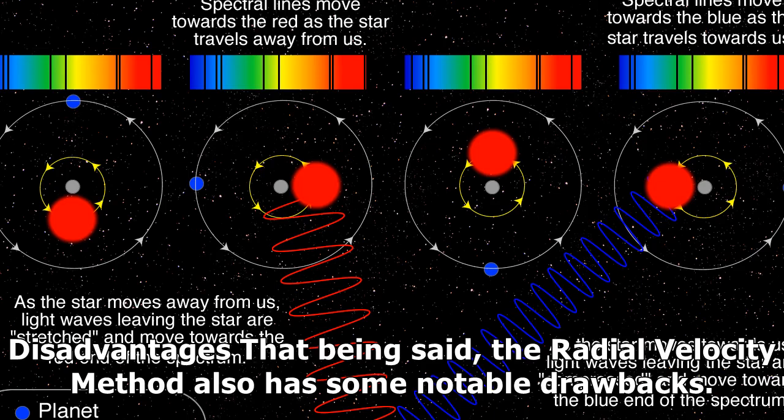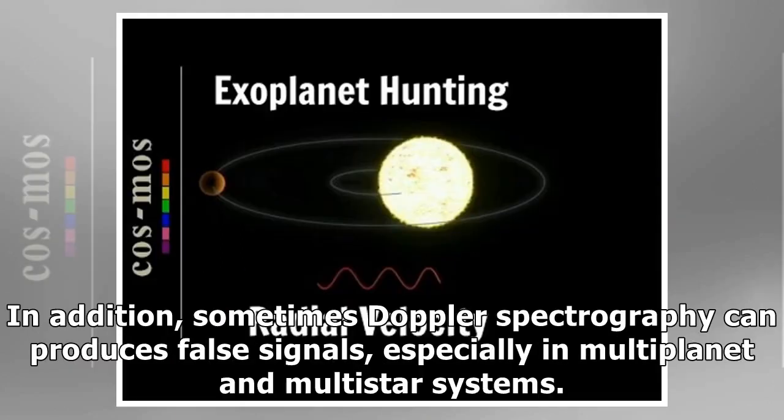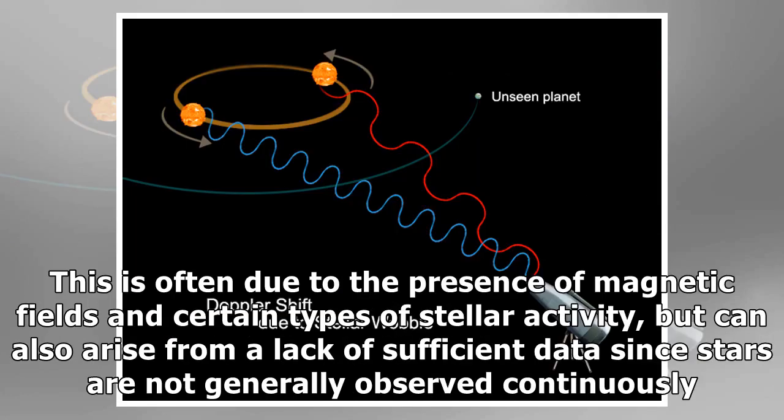Disadvantages. That being said, the radial velocity method also has some notable drawbacks. For starters, it is not possible to observe hundreds or even thousands of stars simultaneously with a single telescope, as is done with transit photometry. In addition, sometimes Doppler spectrography can produce false signals, especially in multi-planet and multi-star systems. This is often due to the presence of magnetic fields and certain types of stellar activity, but can also arise from a lack of sufficient data since stars are not generally observed continuously.